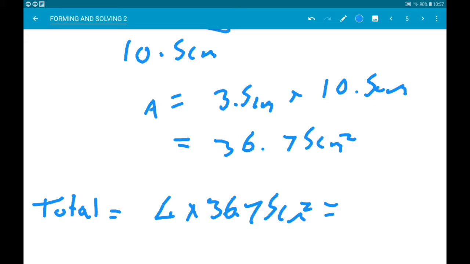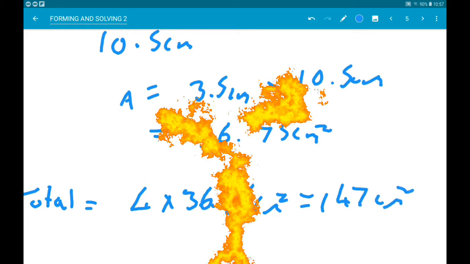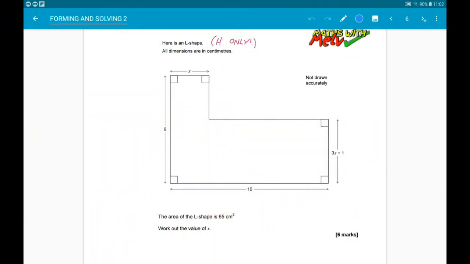Which gives us 147 centimeters squared. Okay, number 5, we have a nice 6 marker and it's higher only.